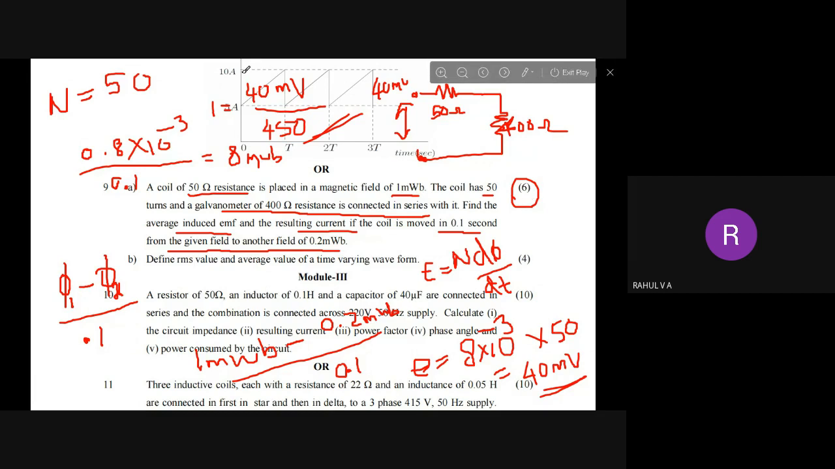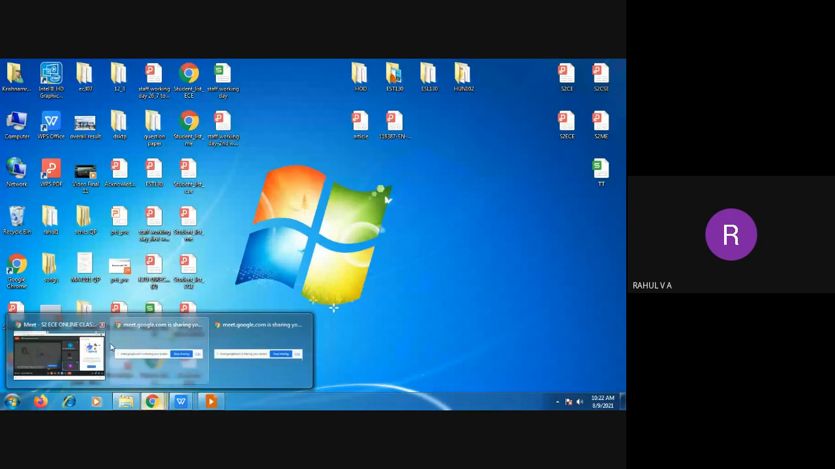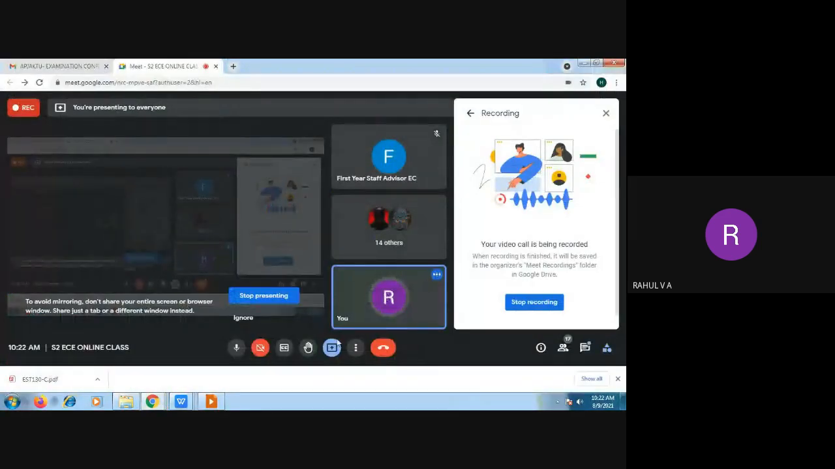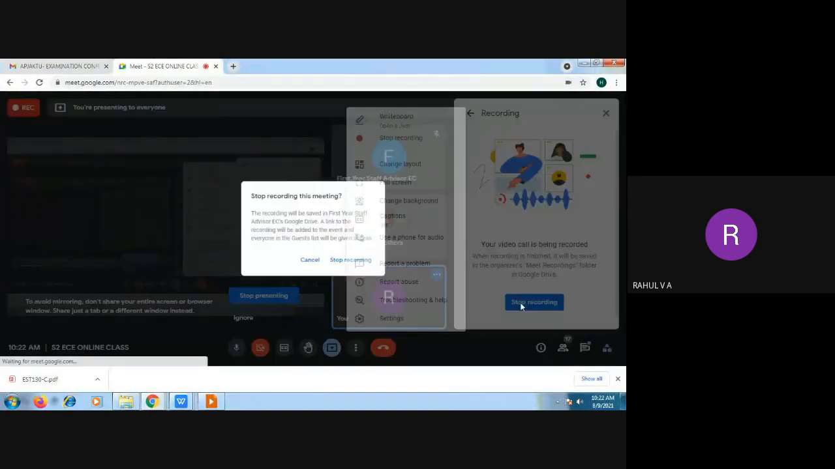Okay, I think you have understood this one. You can download this question paper from the net, or I will upload the same.